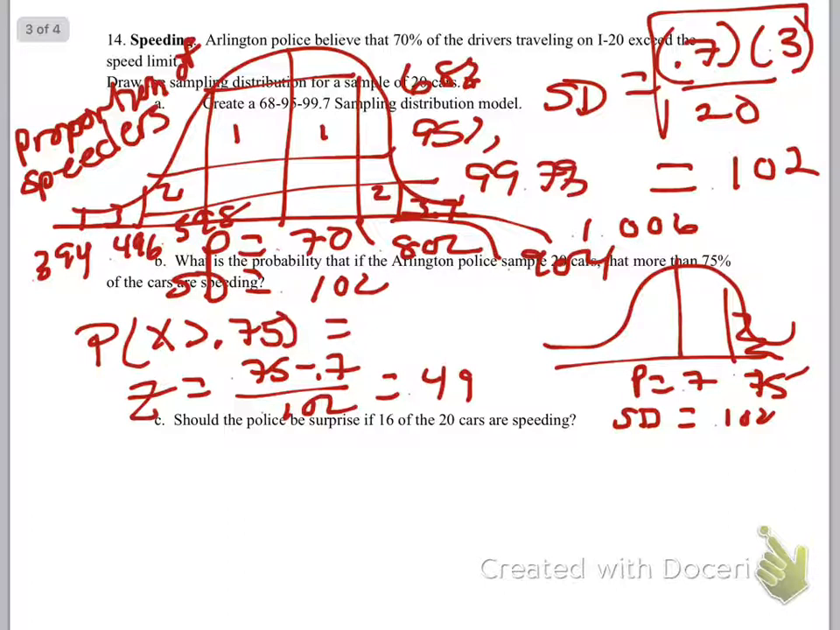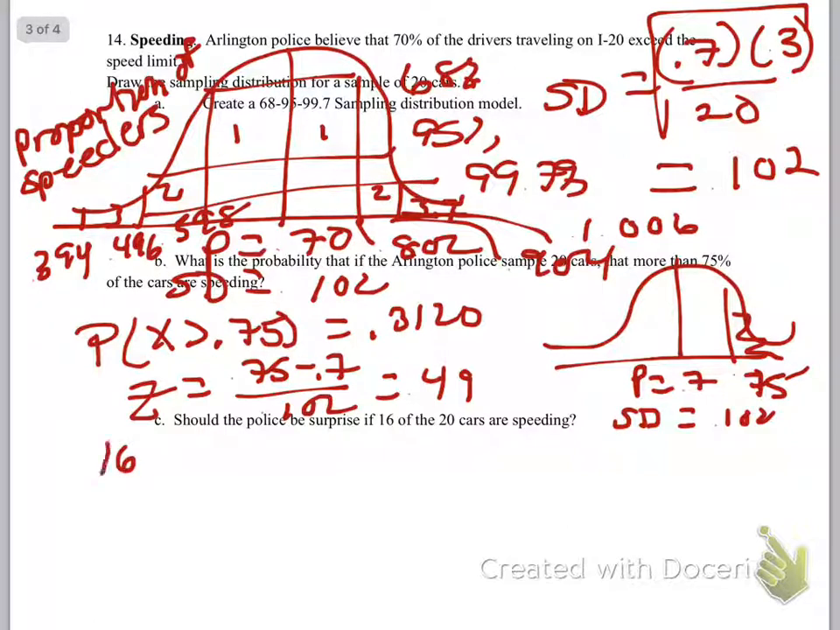Okay, so I am going to use my calculator. And my lower bound is 0.75. My upper bound is infinity with a 0.7, 0.102. And I get 0.3120. Okay, should the police be surprised if 16 of the 20 cars are speeding?